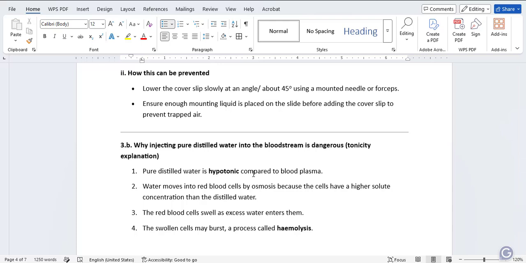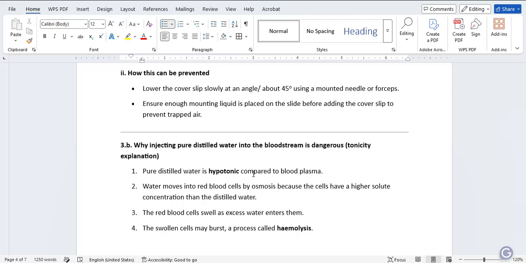Good. Then 3B: why is injecting pure distilled water into the bloodstream dangerous? Let's look at that using tonicity to explain. First, pure distilled water is hypotonic compared to blood plasma. Water moves into red blood cells by osmosis because the cells have a higher solute concentration, that's hypertonic, or a lower water potential than the distilled water. The red blood cells swell as excess water enters them.